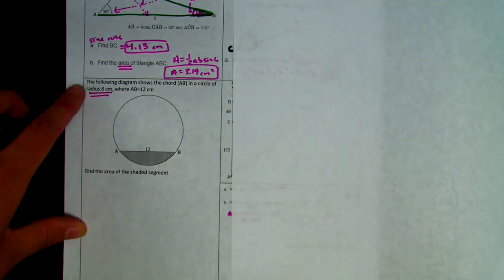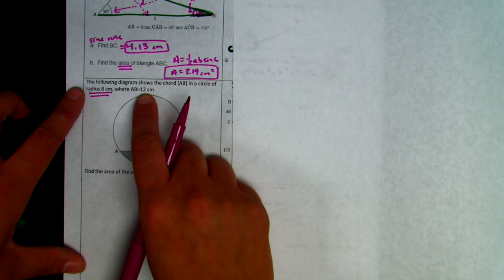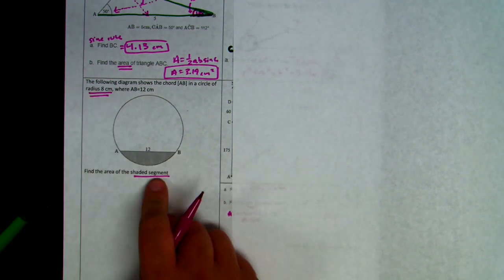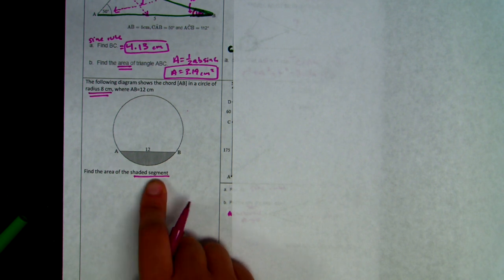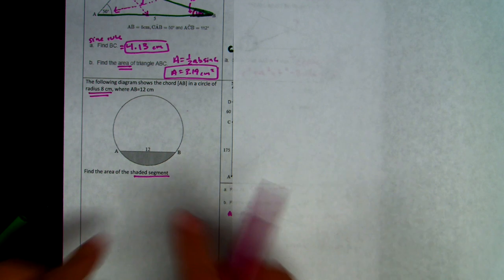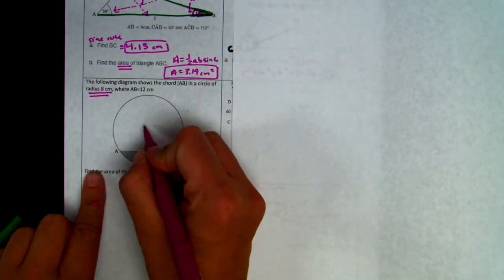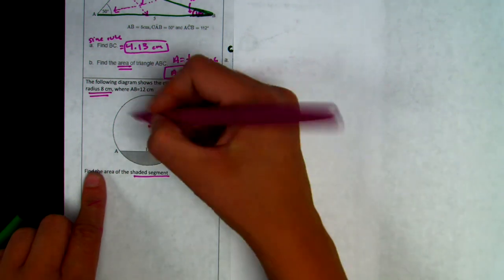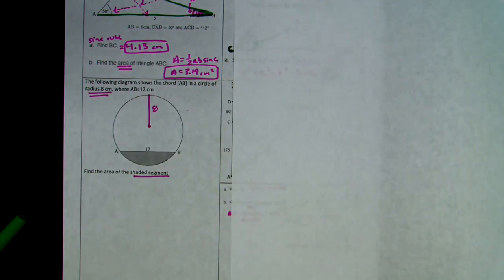That information is going to be really important, where AB is equal to 12 centimeters. It says find the area of the shaded segment. Well, looking at this, the only other piece of information that's not labeled is what the radius is. I know that the radius is from the center of the circle to the edge of the circle, so I know that that's 8.